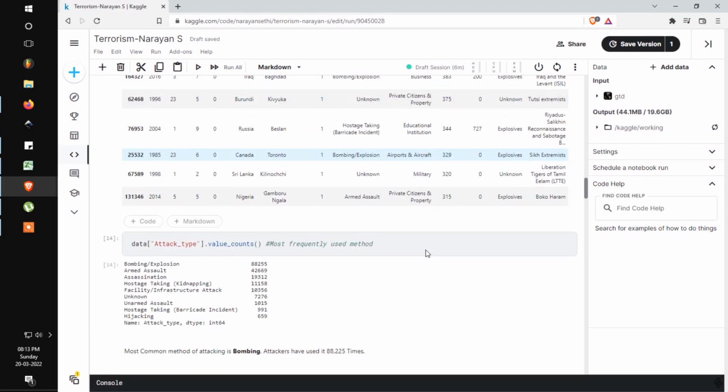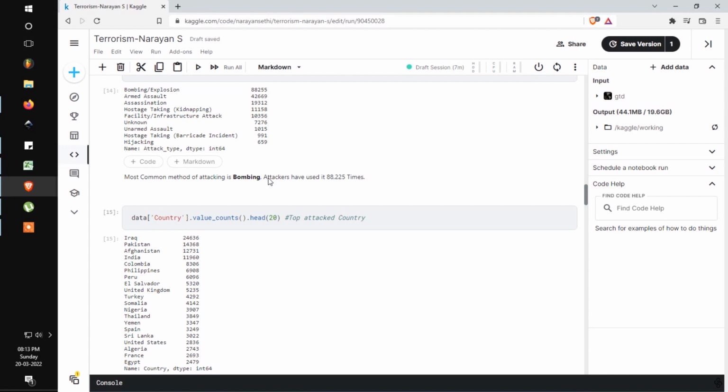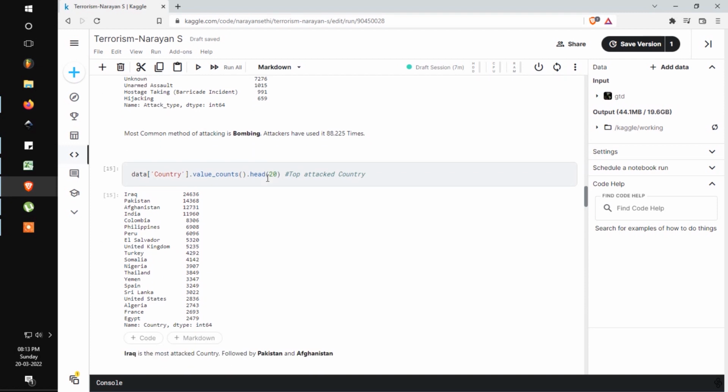Okay, so the next one is the most frequently used method by the terrorists, which is bombing, and it has been used 88,225 times. The next up is the countries which are attacked more frequently, and we can see Iraq is the number one country which has been attacked, followed by Pakistan and Afghanistan at the third.